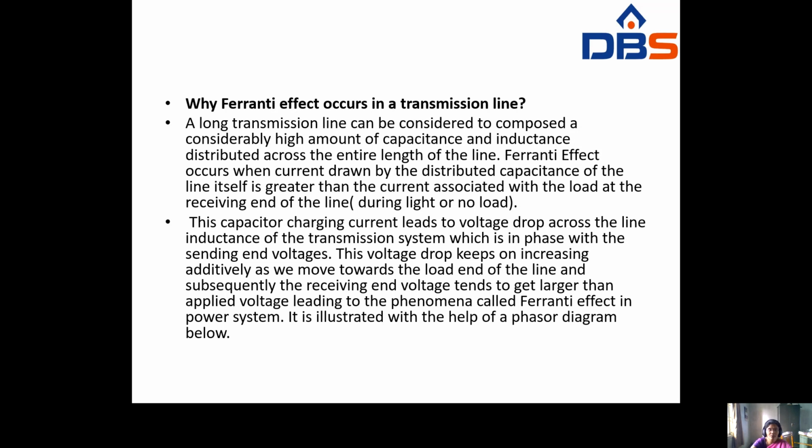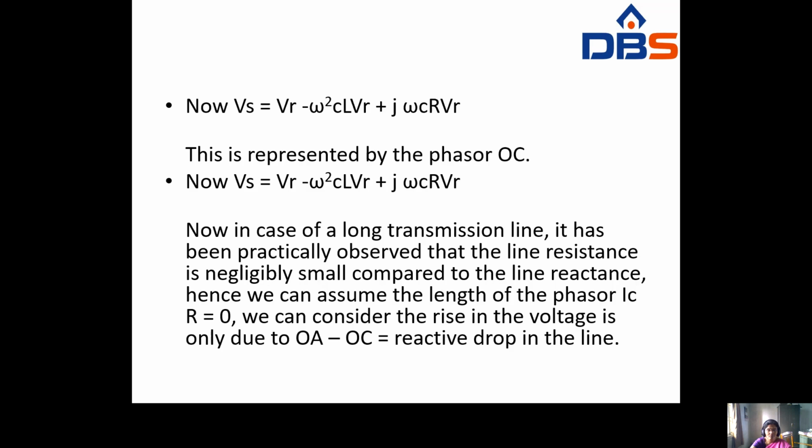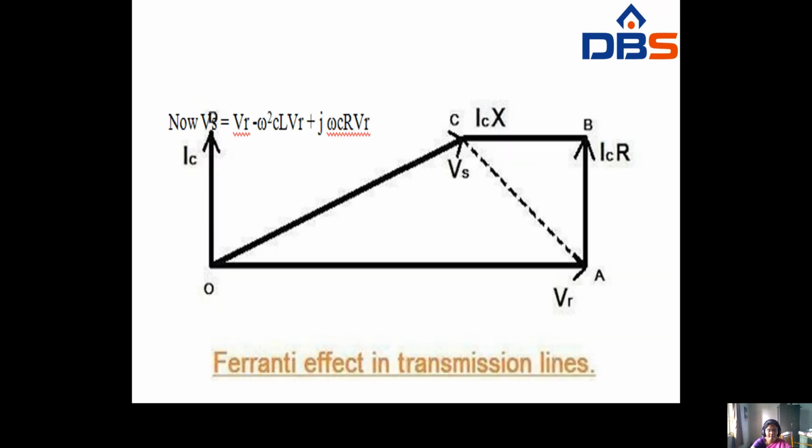By using the phasor diagram, you can explain this. Here, this is the sending end voltage, this is the capacitor charging current, and this is the receiving end voltage. In an actual transmission line, without the Ferranti effect, the sending end voltage is more than the receiving end voltage. But here, due to the Ferranti effect, the receiving end voltage is more than the sending end voltage.